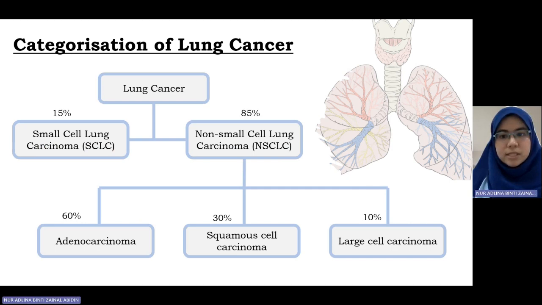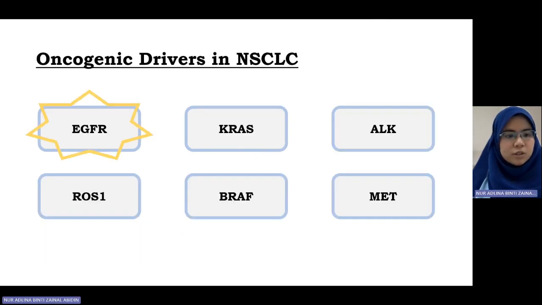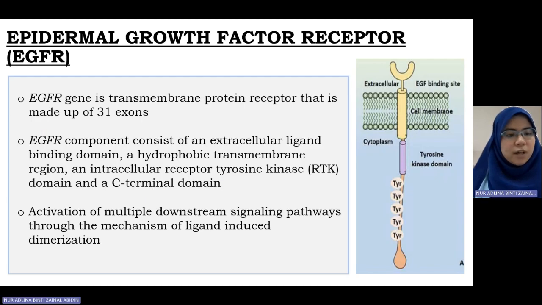In the studies of non-small cell lung cancer, there are 6 common oncogenic drivers being identified, which are EGFR, KRAS, ALK, ROS1, BRAF, and MET. But today, primarily, we will focus on EGFR, which makes up around 50% of non-small cell lung cancers worldwide, especially among the Asians. So, EGFR is a transmembrane protein receptor that is made up of 31 exons, and the component of the receptor itself consists of an extracellular ligand binding domain, a hydrophobic transmembrane region, an intracellular receptor tyrosine kinase domain, and a C-terminal domain.